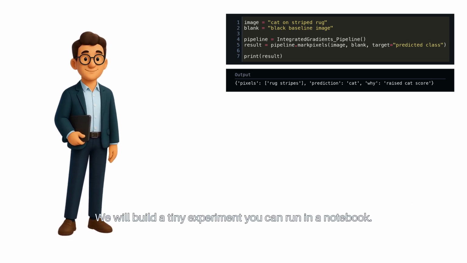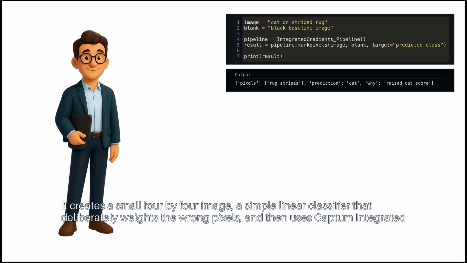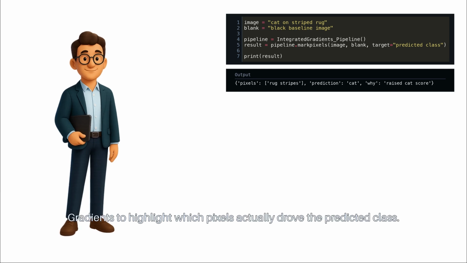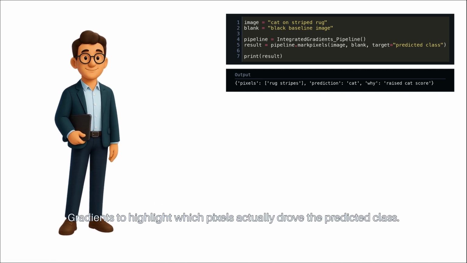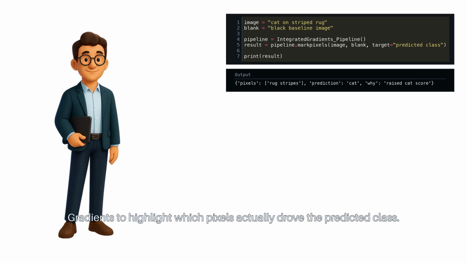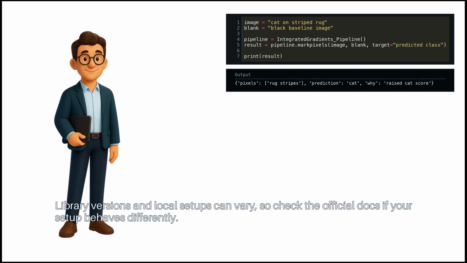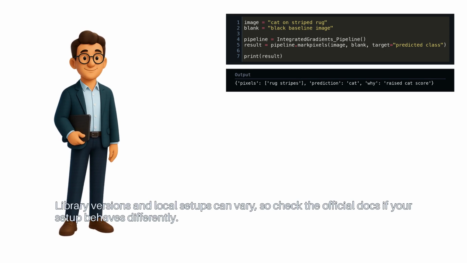We will build a tiny experiment you can run in a notebook. It creates a small 4x4 image, a simple linear classifier that deliberately weights the wrong pixels, and then uses Captum Integrated Gradients to highlight which pixels actually drove the predicted class. Quick note, this code is designed to teach the core idea clearly. Library versions and local setups can vary, so check the official docs if your setup behaves differently.